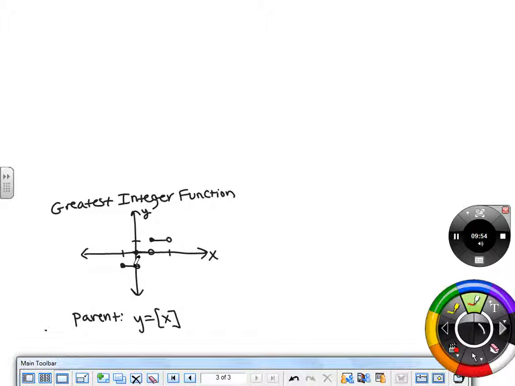So you just want to know that parent shape so that then you can apply those transformations like we've been doing, and then you can finish getting the graph.